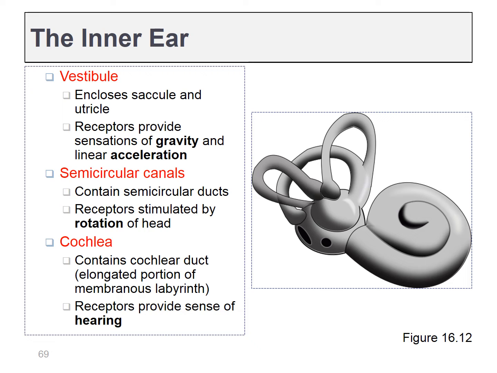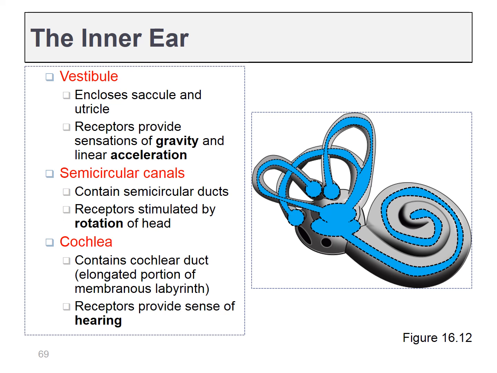The inner ear is a series of fluid-filled tubes that are all continuous with one another, that float inside another series of fluid-filled chambers. The vestibule is the middle section. Connected to that are three semicircular canals on one side and the snail-shaped cochlea to the other side.